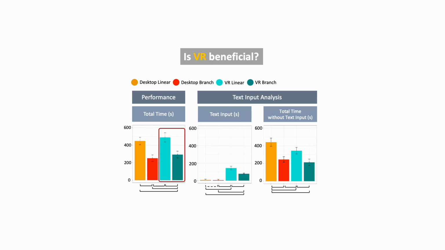We believe this is due to the time spent on text input. However, we found that VR was faster after accounting for text input. Therefore, we identified that utilizing branch to compare multiple hypotheses in VR is partially beneficial.